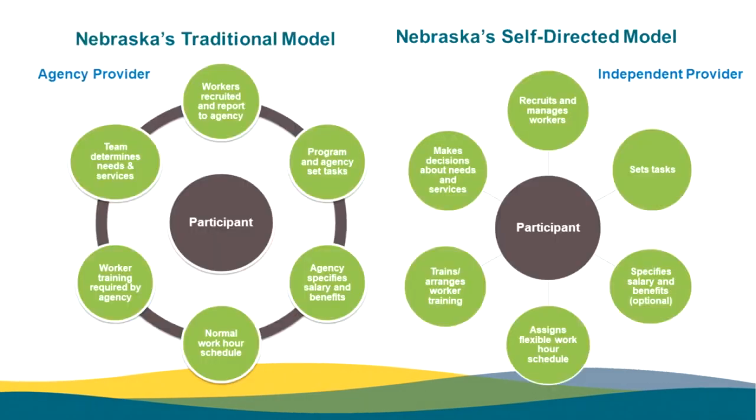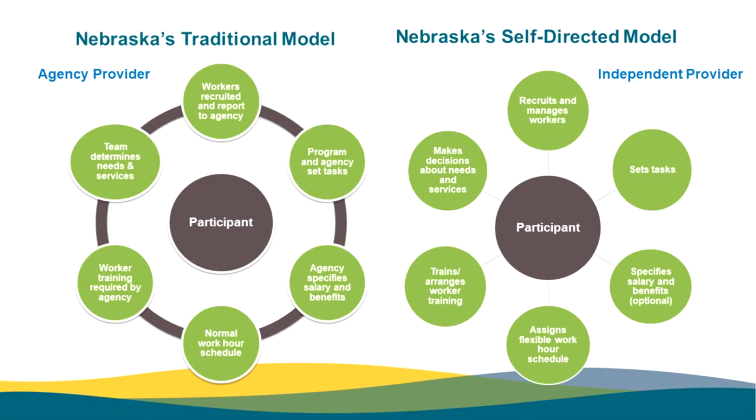This slide describes the difference between Nebraska's traditional and self-directed models of services. You can see that in both models, the participant is at the center of the wheel. In the traditional model, the participant works closely with their agency, family, and friends to determine needs and services. The agency then recruits workers who report to the agency. The agency sets the implementation plan of services that will be delivered to the participant, specifies the worker's salary and benefits, defines the worker's normal work-hour schedule, and ensures that the worker receives all required training.